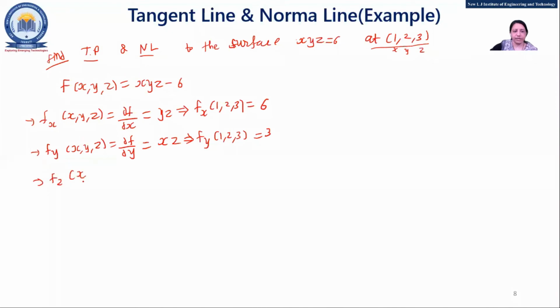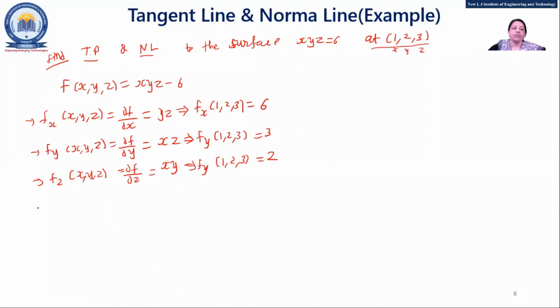Fz at x, y, z is del f by del z. So the coefficient of z is xy. So fz at 1, 2, 3 is 2. Fine. So this is the thing.